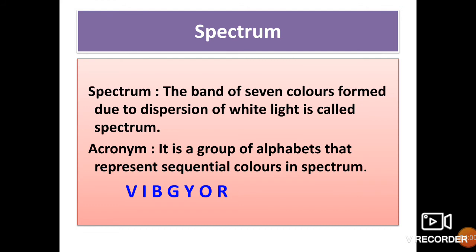What is spectrum? The band of 7 colors formed due to dispersion of white light is called spectrum. Here we can use an acronym. It is a group of letters that represent sequential colors in the spectrum. That is VIBGYOR: V for violet, I for indigo, B for blue, G for green, Y for yellow, O for orange, and R for red. VIBGYOR.